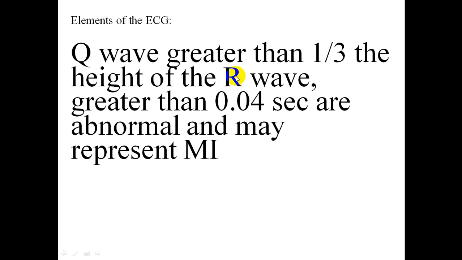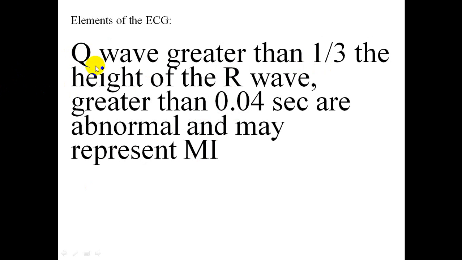We measure the R wave by vertical squares. So it's a pathological Q wave. Normally it's present, but if it's greater than 1/3 of the R wave, this is pathological, while the physiological one is less than 1/3 of the R wave. Greater than a small square, a small box, is abnormal and may represent old myocardial infarction.